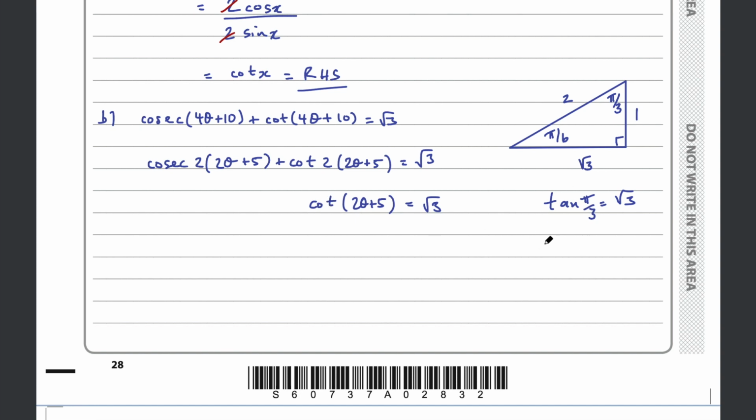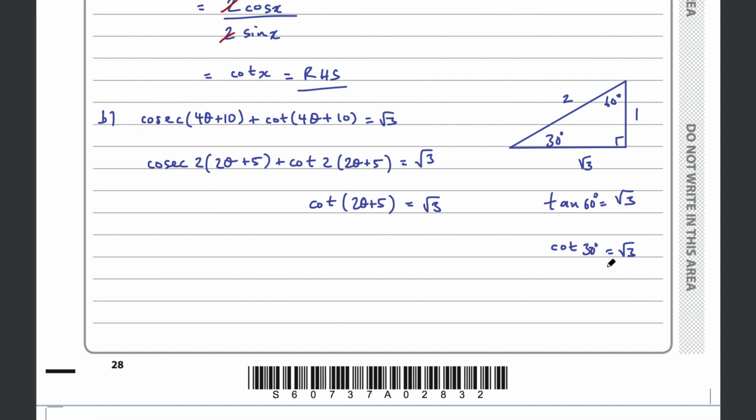So the cotangent actually would be the opposite of that, would be 1 on root 3. So therefore, the cotangent of pi on 6 must be root 3. So the tangent of pi on 6 would be 1 on root 3. Therefore, the cotangent of pi on 6 would be root 3. Oh, I just realized I'm meant to be talking about degrees. So pi on 6 is 30, pi on 3 is 60. So this is actually 30 and 60 degrees. Sorry about that. So this one was 60 and 30.